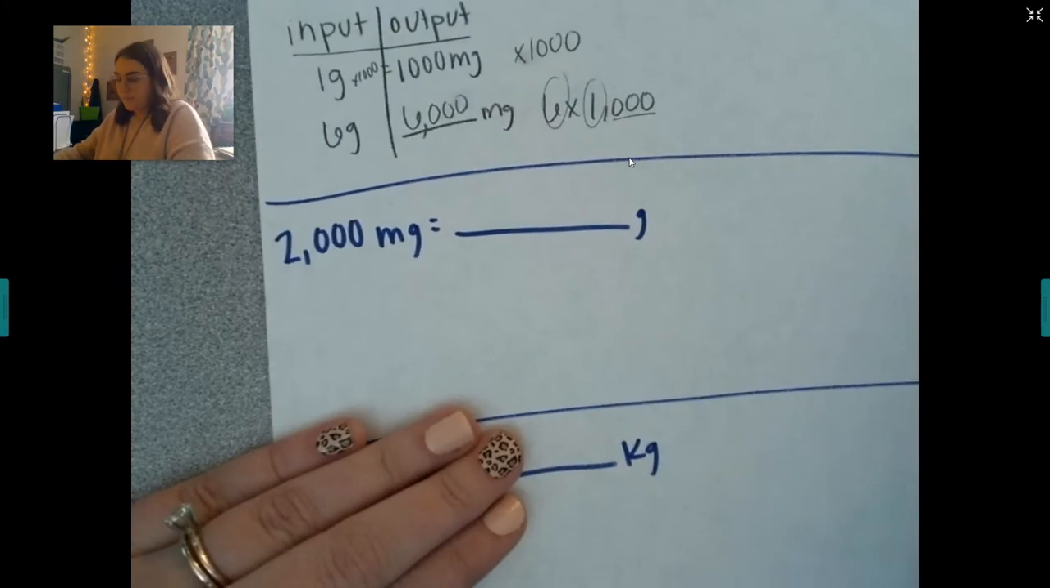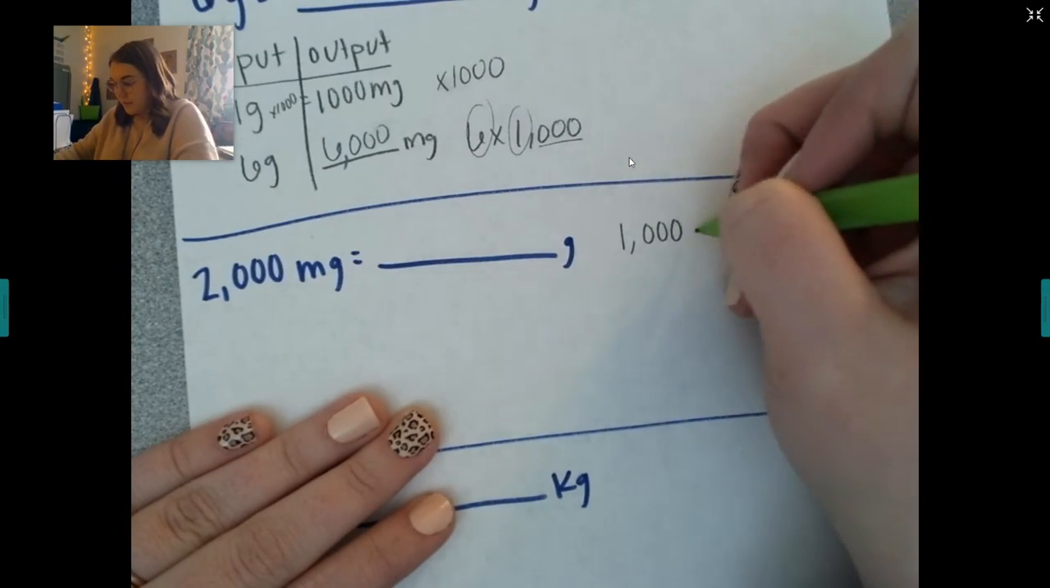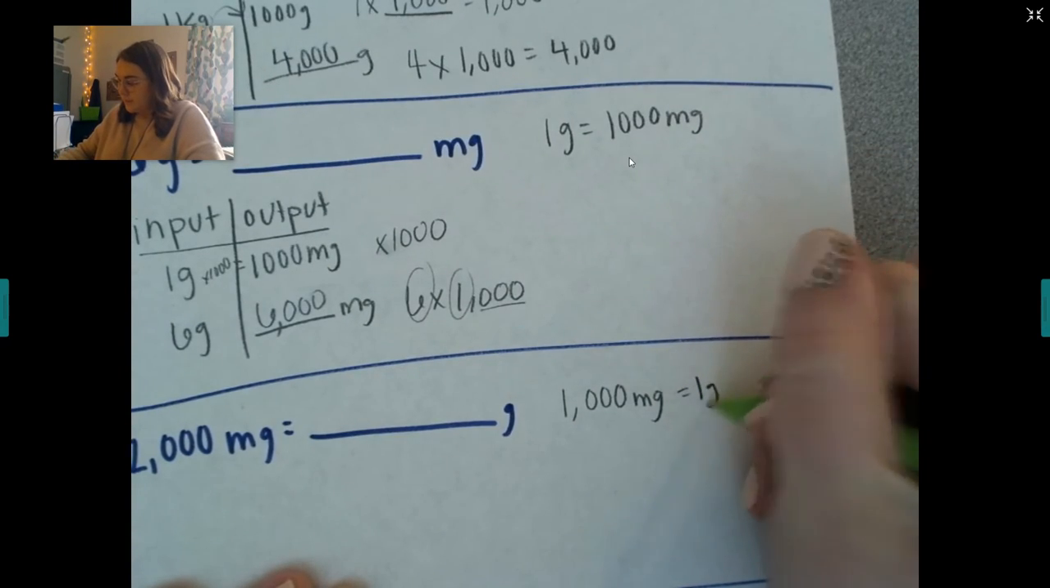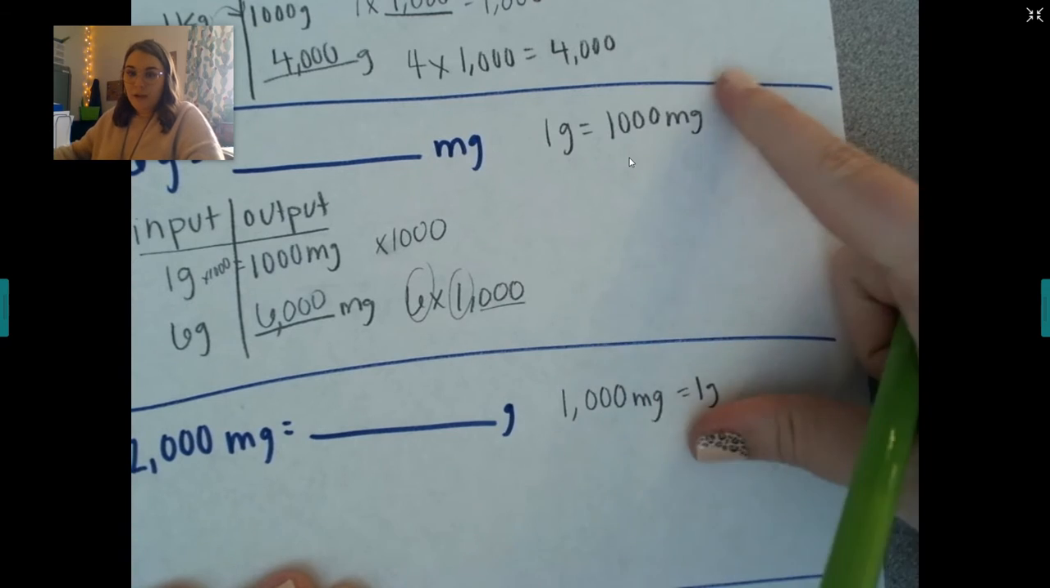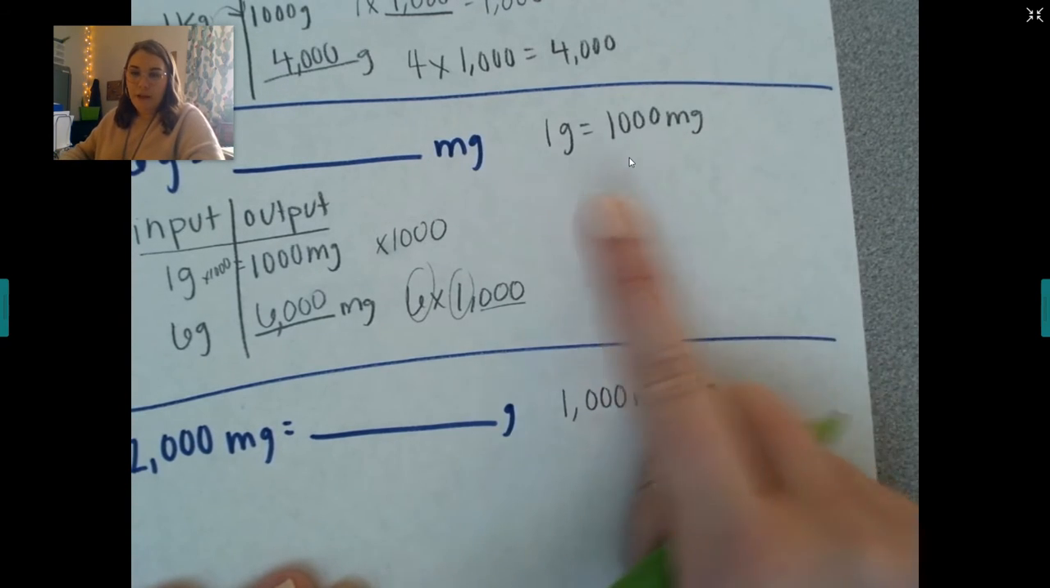Okay, now let's do this one. I'm going to go ahead and write my conversion over here. 1,000 milligrams. Notice it's the same conversion as this one. I just flipped it around. I just put milligrams first. They're interchangeable. You can flip them around either way.